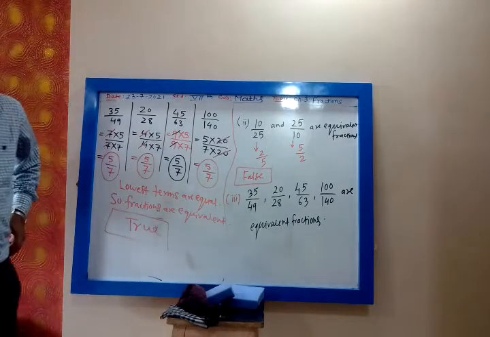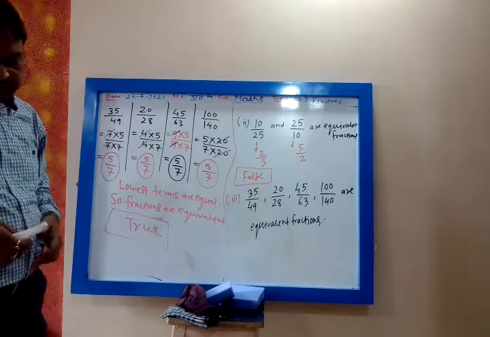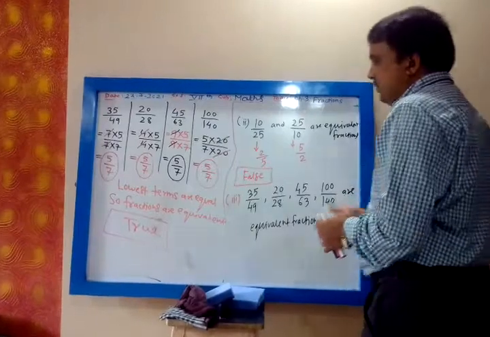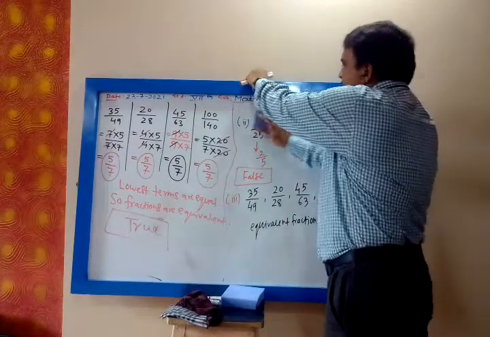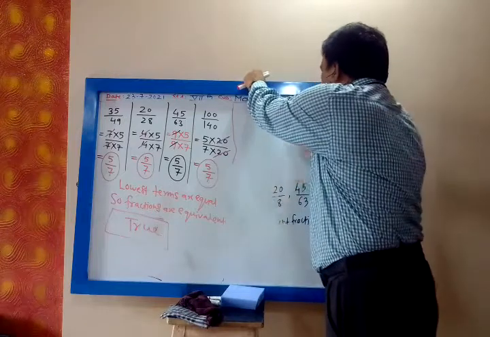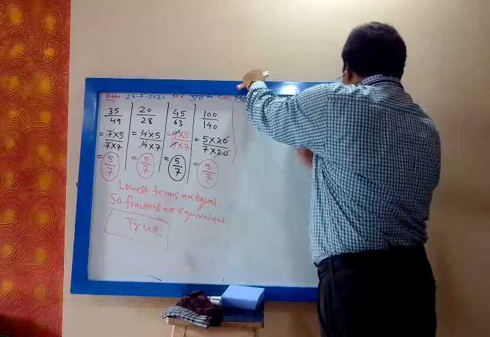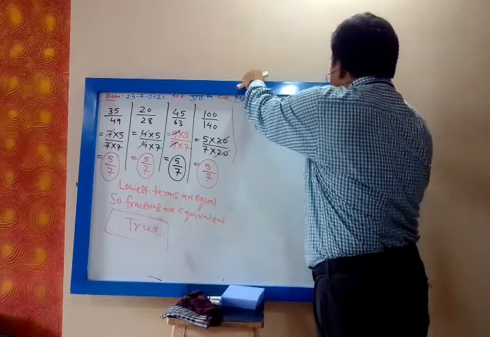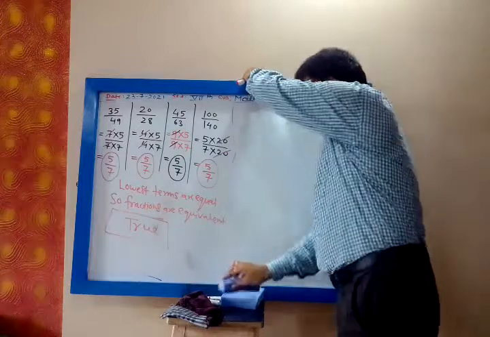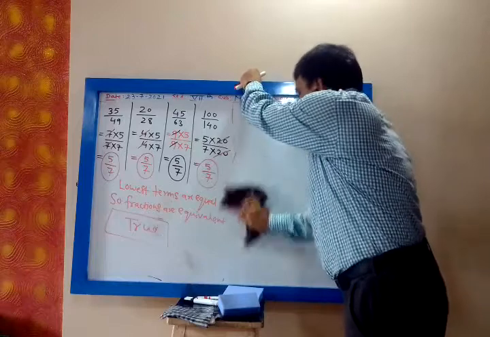So to check whether two fractions are equivalent, you have to find the lowest term of all the fractions. When the lowest terms of all the fractions are equal, the fractions are equivalent. If the lowest terms are not equal, then the fractions are not equivalent. Is it clear? So the simple definition of equivalent is the lowest terms are equal.